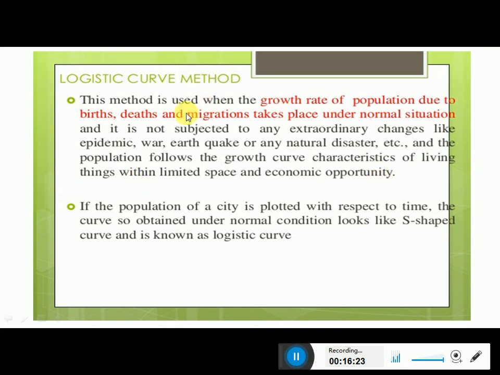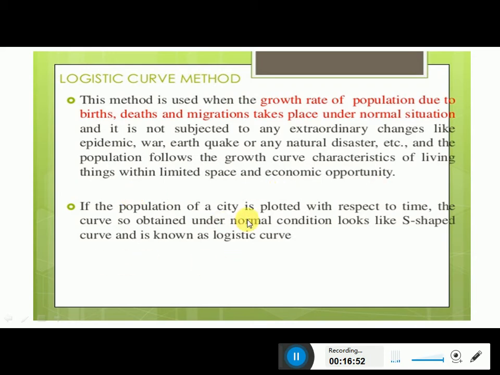In this method, the growth of population due to births, deaths and migration will also be taken into consideration. So this will give you a relatively better population prediction, because it will take into consideration births, deaths as well as the movement of the people, along with the consideration of economic and other activities.